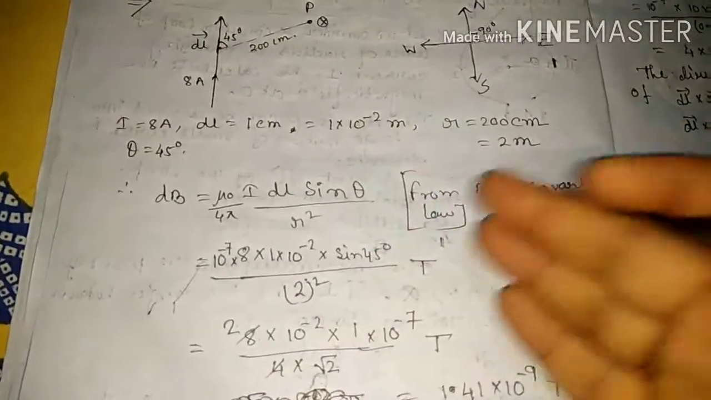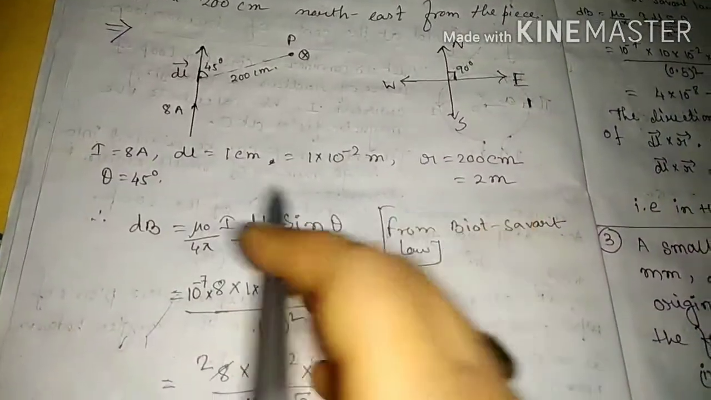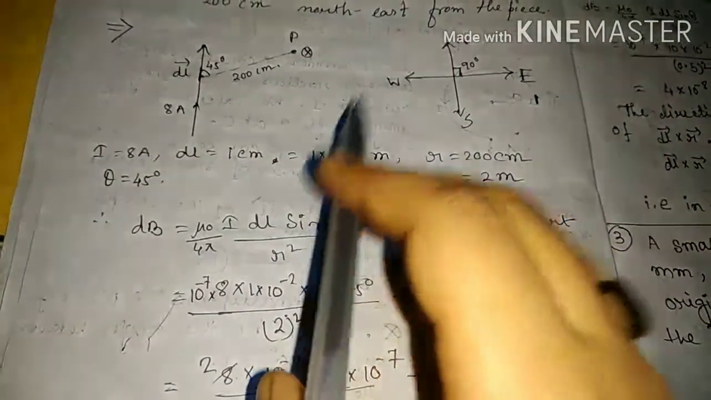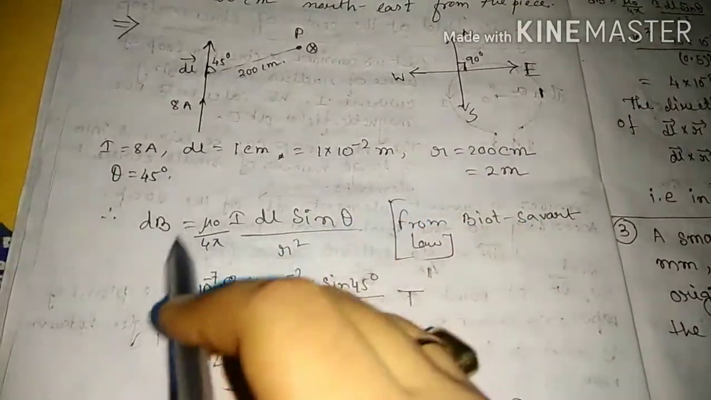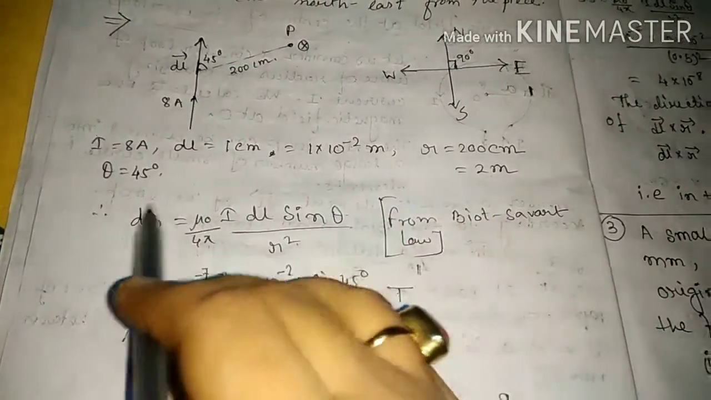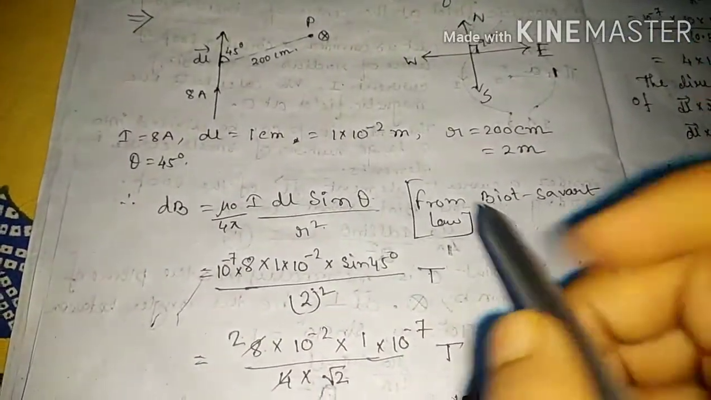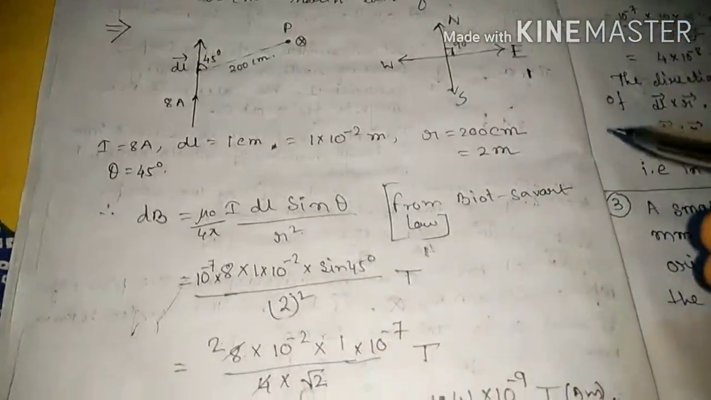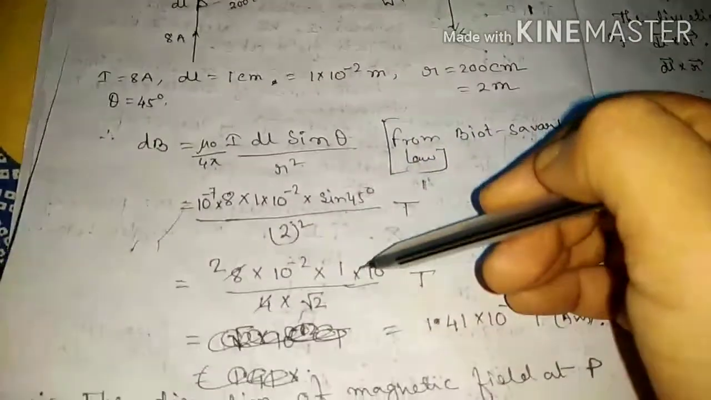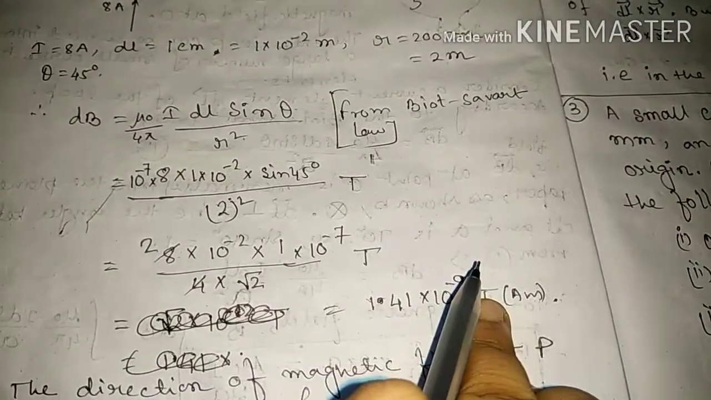Now we directly use the Biot-Savart law. Whenever you solve a problem, you first have to write the full law, not with values: mu 0 by 4 pi, I dl sin theta by r square. Because for writing this formula you get half marks; if you don't write it, your half marks will be deducted. Now you put the values over there. If you calculate this, you get 1.41 times 10 to the power minus 9 Tesla.